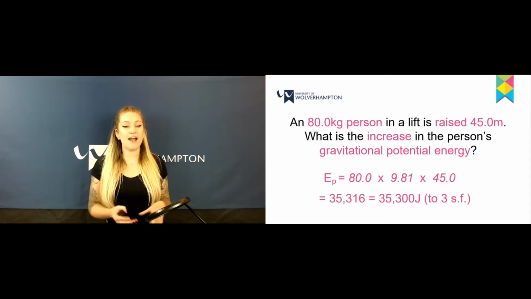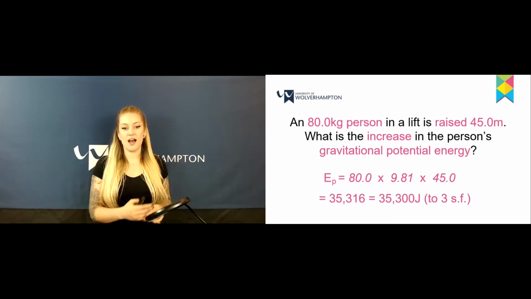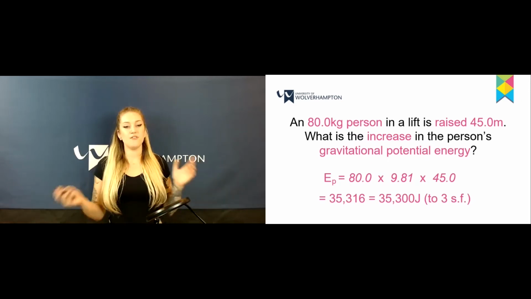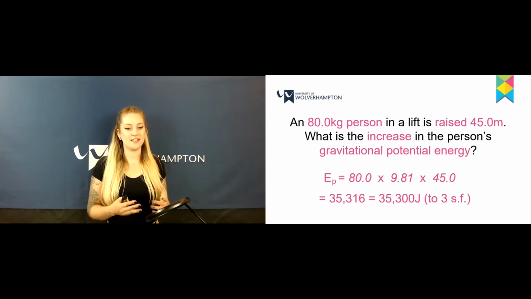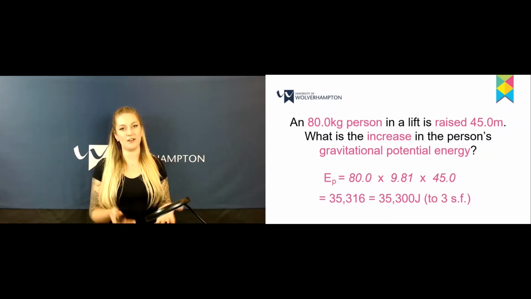If we remember, our gravitational field strength on Earth is 9.81. So that goes into the middle of our equation. The mass goes at the start, and then the height goes at the end. So we have 80 times 9.81 times 45, which gives us an answer of 35,316, and we simplify that to 35,300 joules, which is the gravitational potential energy for this answer.